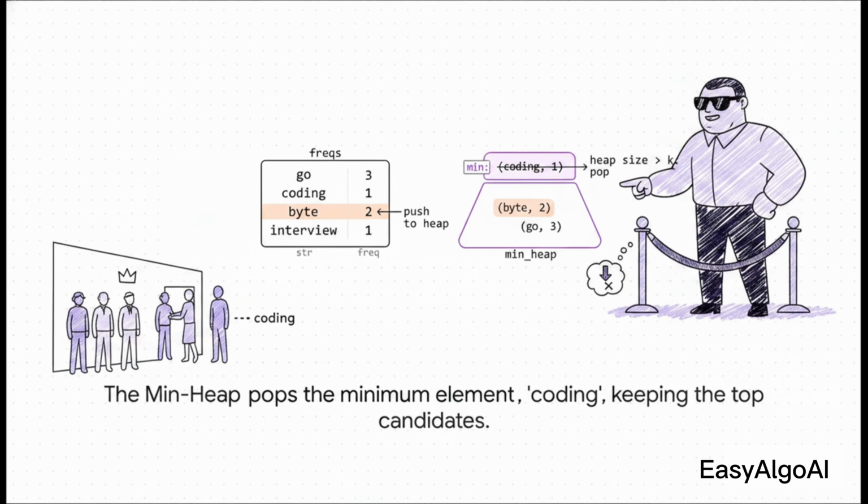And because we're using a min heap, finding the least important person, the one with the lowest frequency, is super easy. It's always right there at the top. So we just pop coding 1 and kick it out of the lounge. The heap is back to size 2, and now it contains an even stronger set of top candidates.